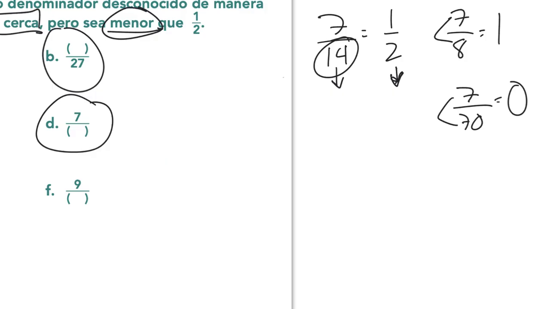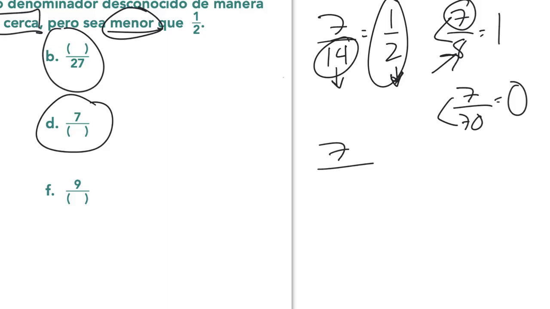Well, I'm trying to get the closest I can to 1/2, but it has to be less. So I'm going to go ahead and write my 7. And my numerator can't go down because then I'm going closer to an 8. So even if I wrote 13, 12, any of those numbers, my pieces are actually getting bigger. I have more of them, which is, like I said, closer to 1.